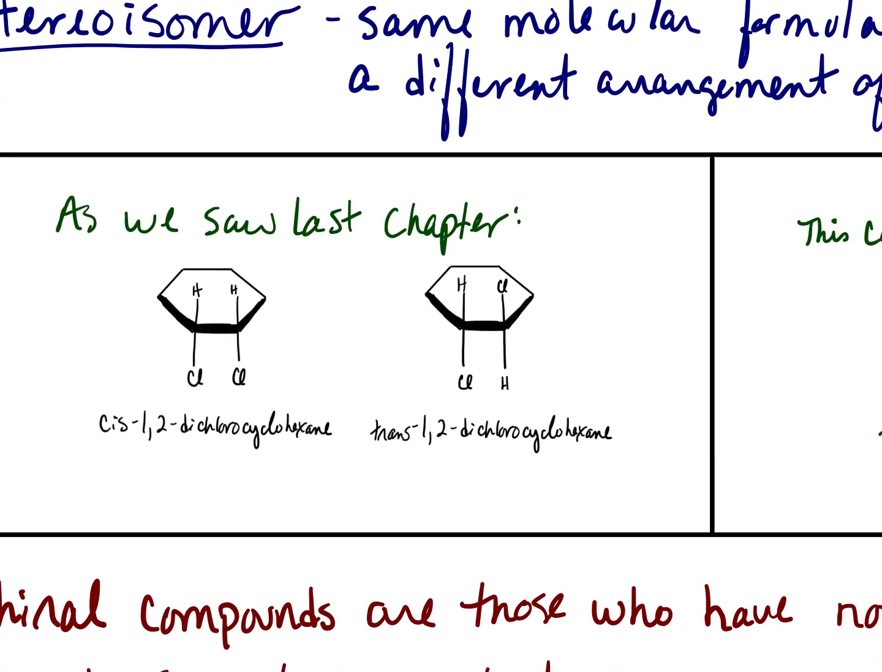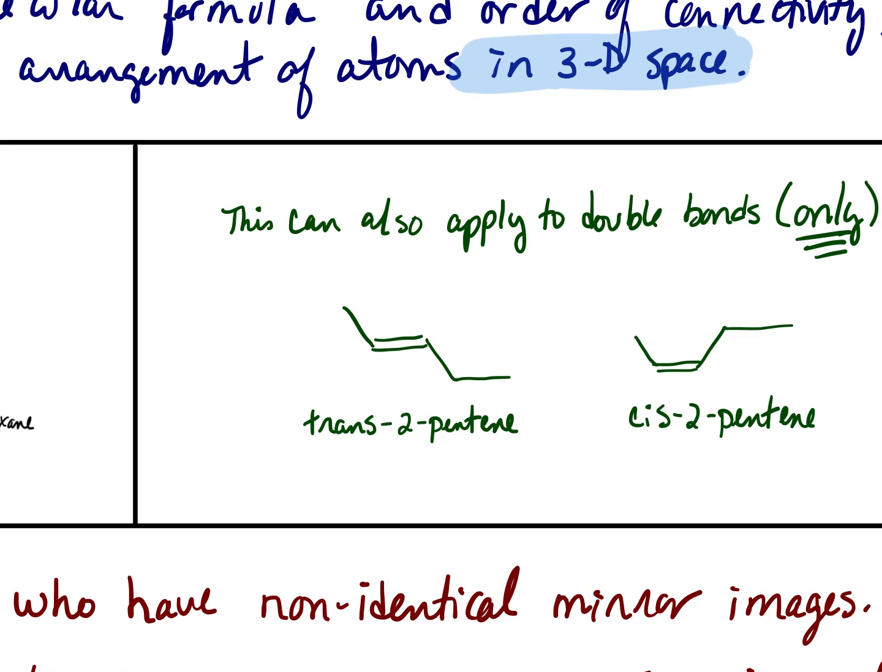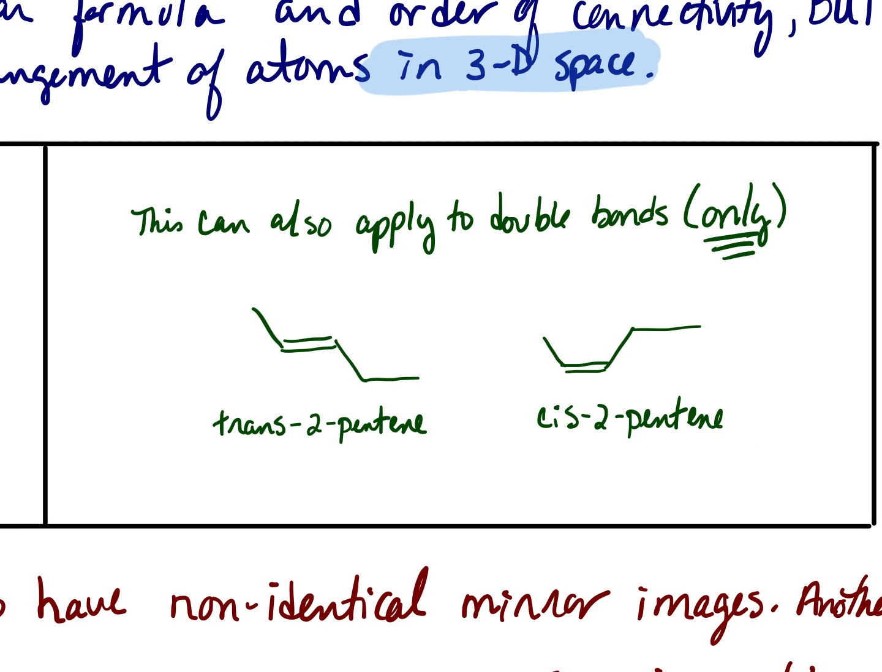Remember, last chapter we already saw a little bit of this stuff. So in the Haworth projections, we saw where we could have chlorines on both sides, and we refer to that as a cis arrangement, versus if we had those on opposite sides of the cyclohexane, we would refer to that as trans. Well, that's basically what we're going to apply as well when it comes to double bonds.